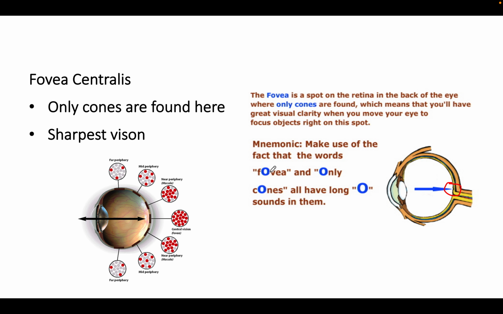It's only cones, so you can use this mnemonic here. So fovea, an O, only, and then cones here with an O. So we only have cones in the fovea. Okay, and again, this is where we have very sharp vision, very good color vision specifically.